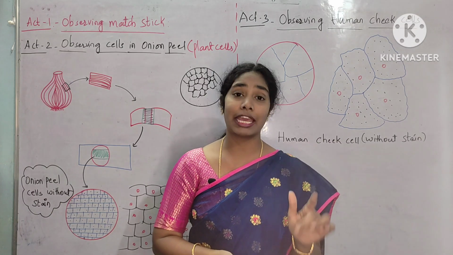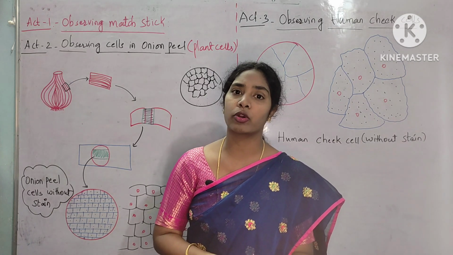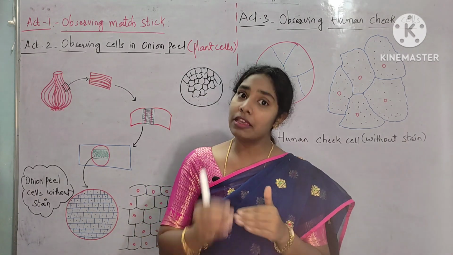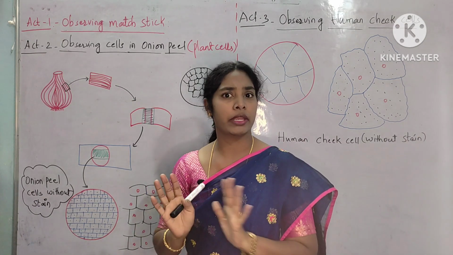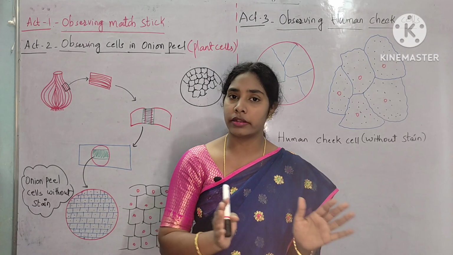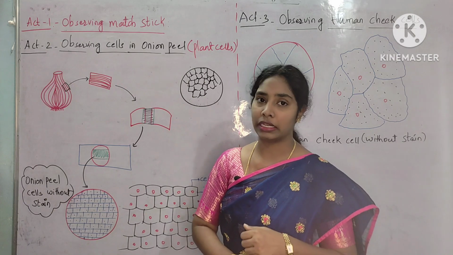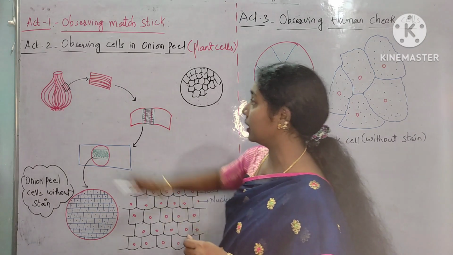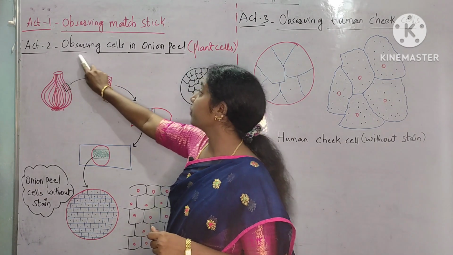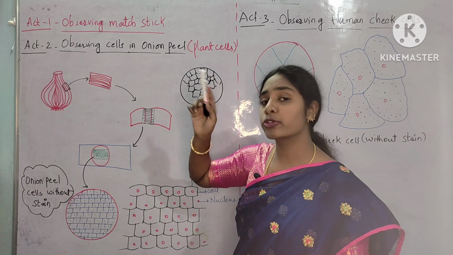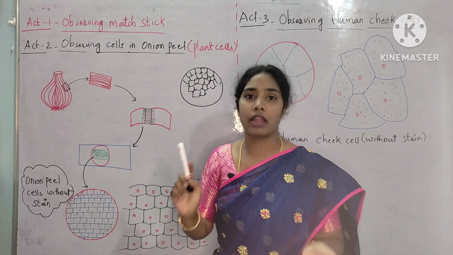Now there is a question: can we observe living cells under a microscope? The answer is absolutely yes. We can observe living cells with a normal microscope which is easily available in our school laboratory. For that we can perform an activity given in the textbook, activity number 2, observing cells in onion peel. Onion peel is a plant material, so you are going to observe plant cells now.